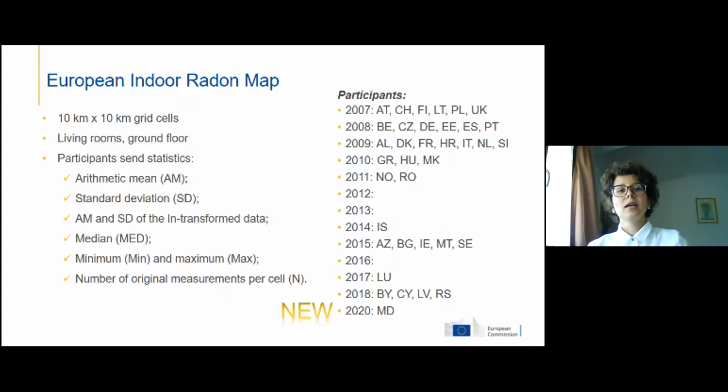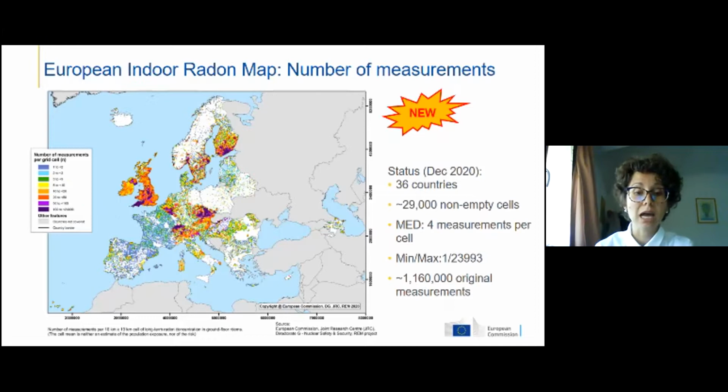What we collect is indoor radon concentration measured on the ground floor in living rooms. Participants send us statistics over a 10 by 10 kilometer grid. Some examples of the statistics are listed here, like the arithmetic mean, standard deviation, the median, and the number of original measurements per cell. You can see in this map the number of measurements per cell. This is the updated version from 2020.